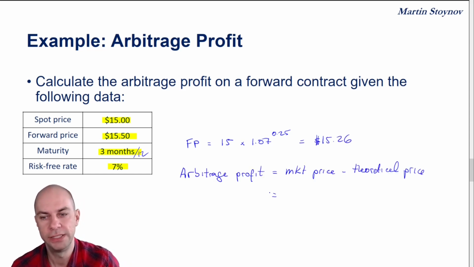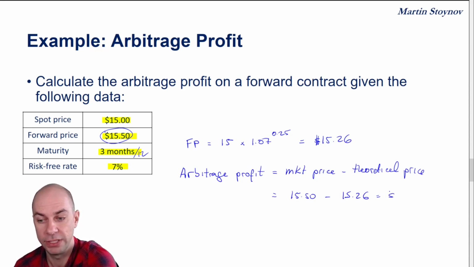Okay, so our answer is $15.26, and arbitrage profit will be given by the delta market price of the forward, which we know is $15.50. So $15.50 is the actual market price of the forward, but the theoretical price should have been $15.26.